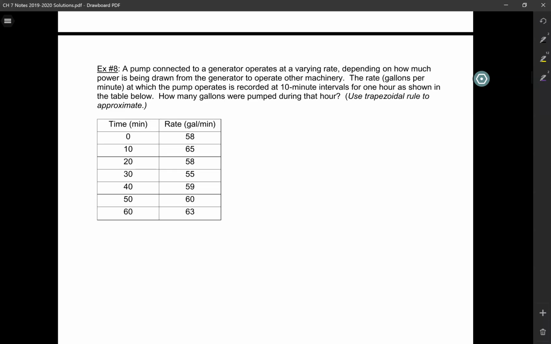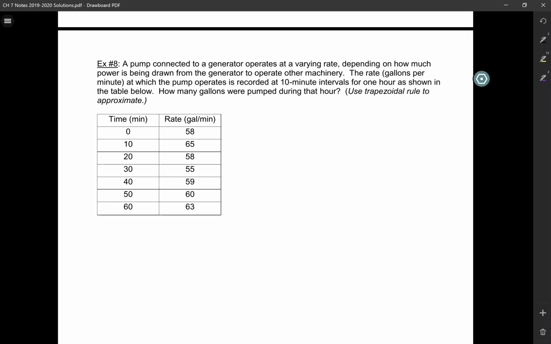Now we have the same sort of consumption problem, where we have to integrate a rate, or net change rather, but now we have more of a tabular data. And in recent years, 10, 20 years or so, there has been a lot more emphasis on this tabular data question, okay? So, a pump connected to a generator operates at a varying rate depending on how much power is being drawn from the generator to operate other machinery.